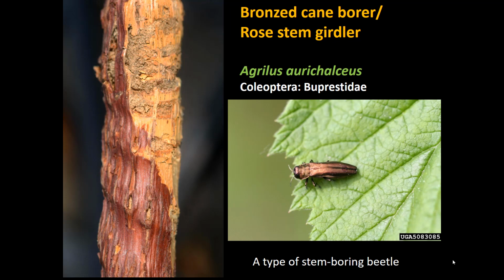Another kind of insect that might be found tunneling within a stem of one of the caneberries or the currants as well is a kind of wood boring beetle. The larval stage is a flat headed borer, and it is the stage that does the actual tunneling. But this one's called the bronze cane borer, or sometimes the rose stem girdler. We'll also see it in rose, which is a related plant to what we're talking about here. They're all in the rose family.